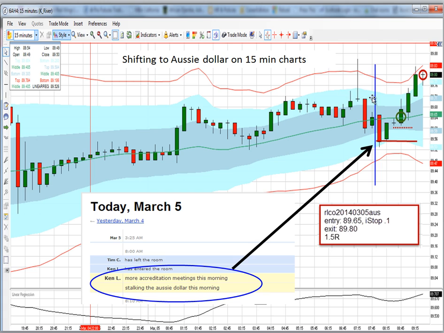It takes out this swing high, blasts through the edge of the river, through the edge of the floodplain, gets up to 89.80 about 45 minutes later, and starts getting this reversal price action here. So I go ahead and take my exit at 89.80 and get 1.5R. So I was pretty happy with that one.